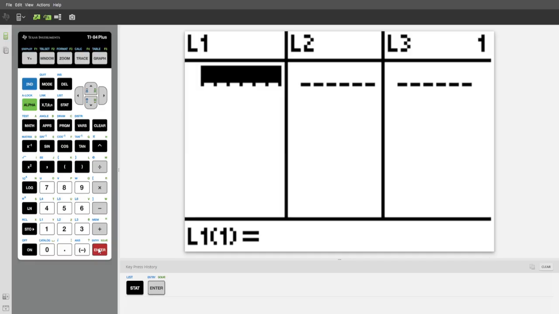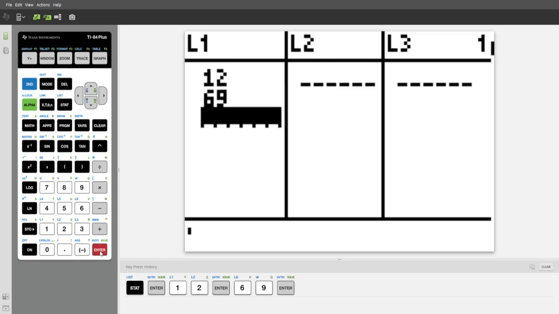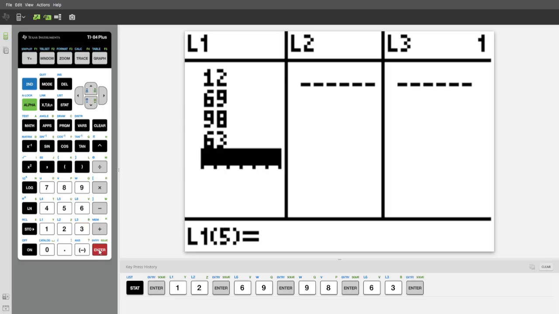And you see the names L1, L2, L3. All the numbers will be entered in L1, meaning list 1. So what you do is, you enter the first number, push Enter. Enter the second number, push Enter. Enter the third number, push Enter. Enter the fourth number, and push Enter, and so forth.